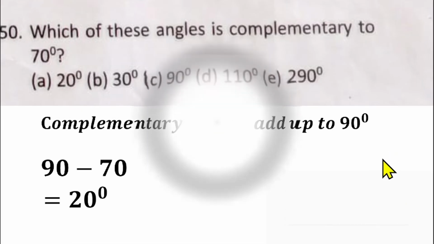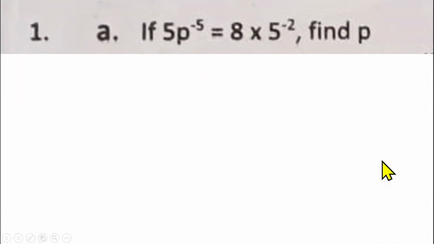So we have been able to solve all the 50 objective questions for this SS1 General Mathematics for second term 2024. Now we are about to start the theory part of the questions.